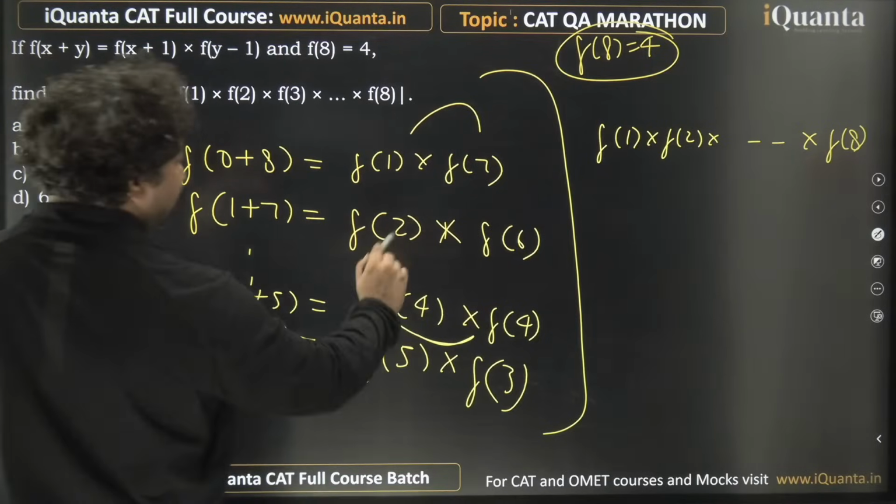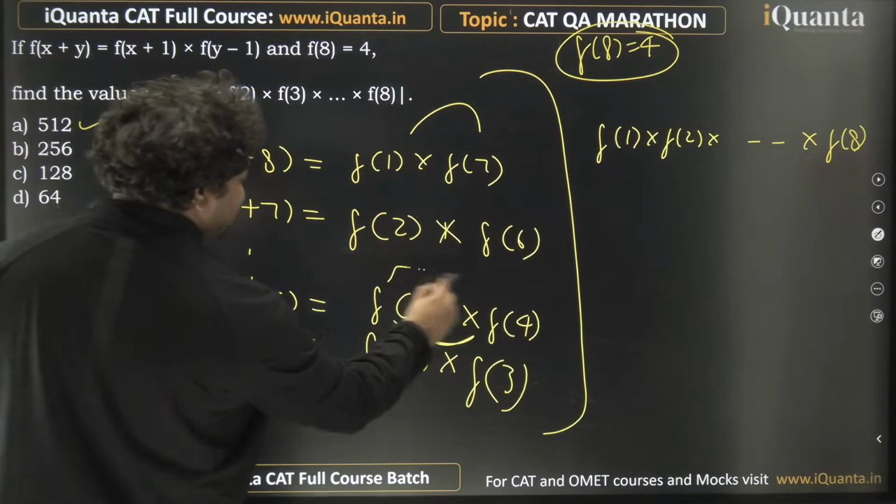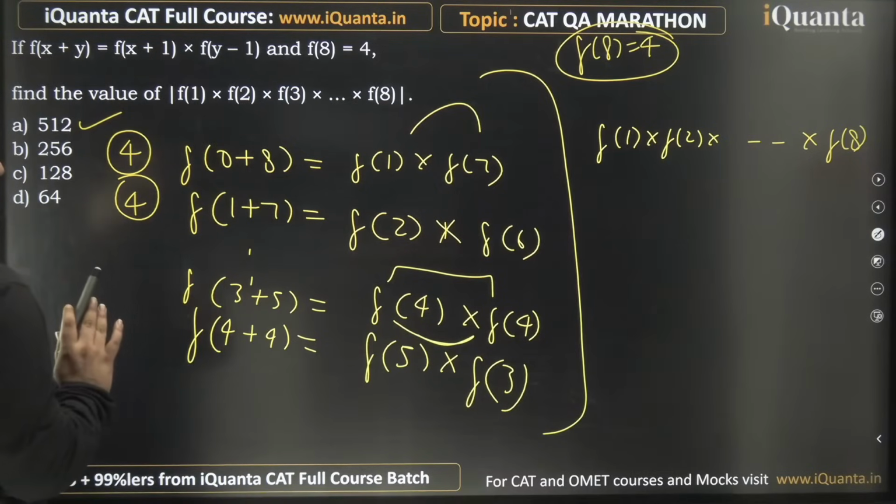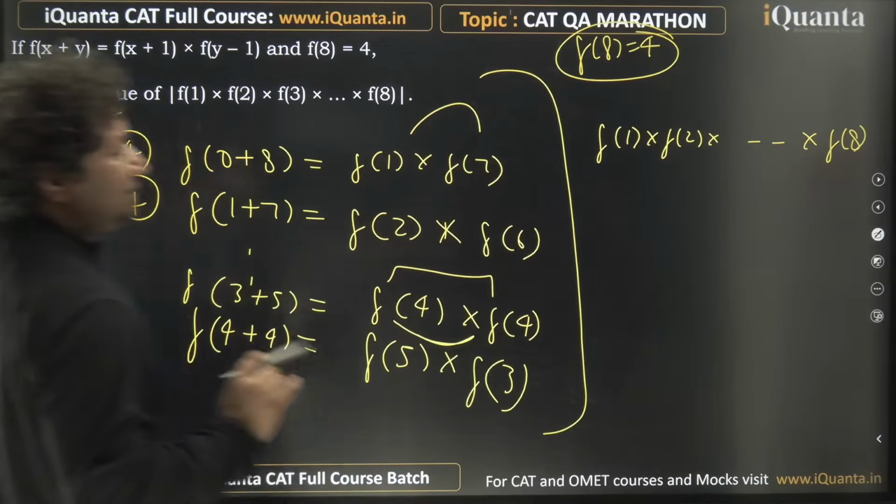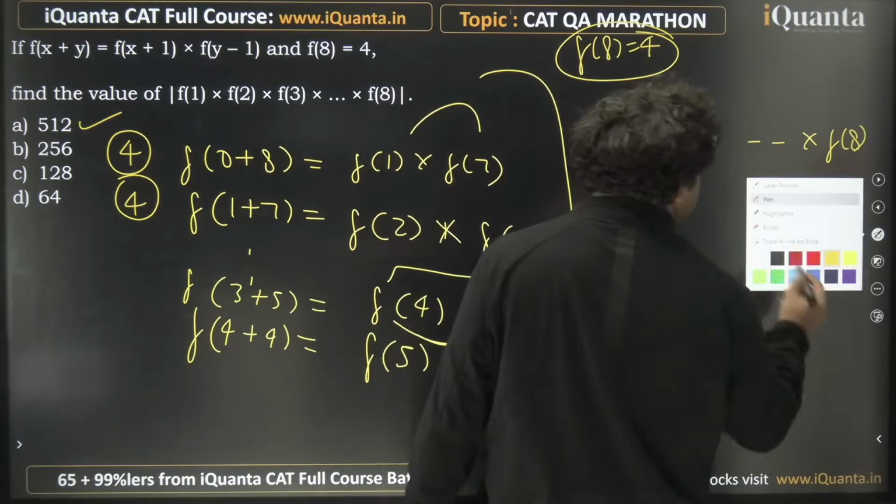f1 into f7, f2 into f6. Here this has come twice, and every other time we are getting 4. So how many are we getting here? From f1 to f7, I'll just write it here.